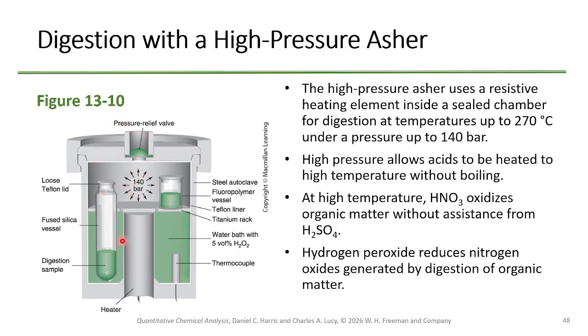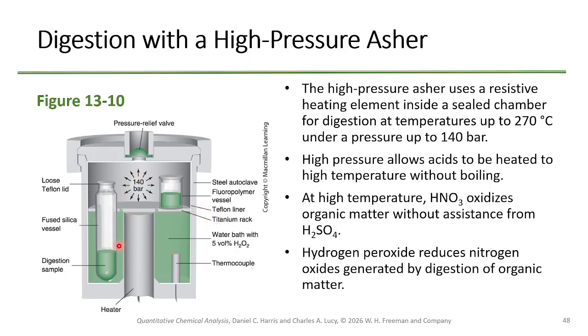And so this is what this looks like overall. This is going to be a fused silica vessel right here, with a loose Teflon lid to allow venting. And this is our digestion sample right here. You have your thermocouple, so you can actually control the heat. This is the heater right here. This is a water bath with 5% peroxide, so the peroxide is out here so it can react. This is going to be a steel autoclave, which is basically a pressure cooker. And this is a fluoropolymer vessel, things like Teflon. Again, we have a Teflon liner right here and a titanium rack.